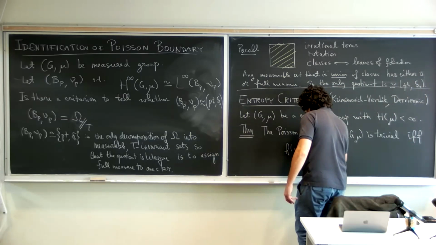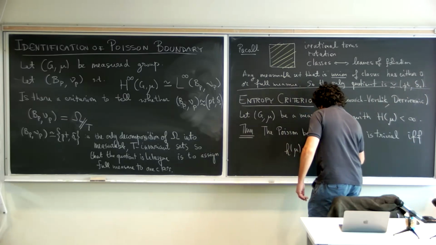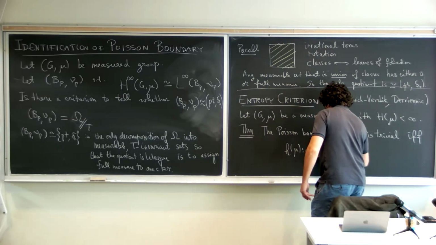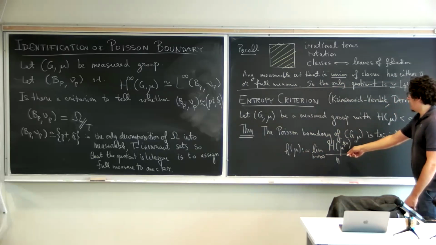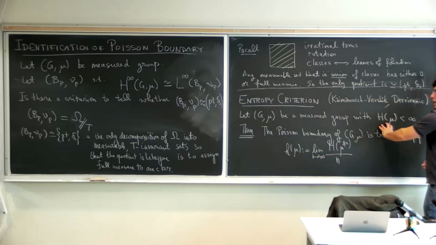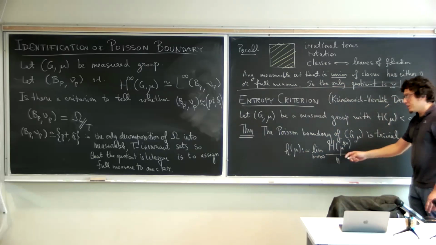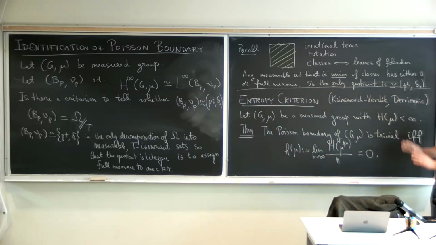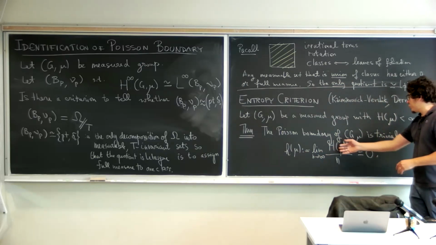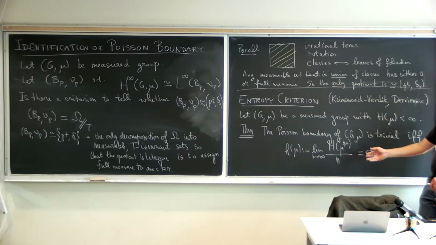entropy, small h of mu, the limit of h of the nth convolution of mu with itself, and this limit always exists if h of mu is finite. So this is one of the homework problems. So if and only if this is 0. So this is super simple, and it's much easier to control this quantity.